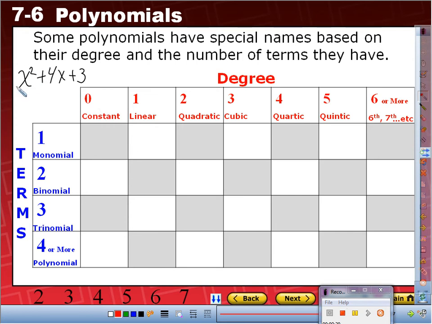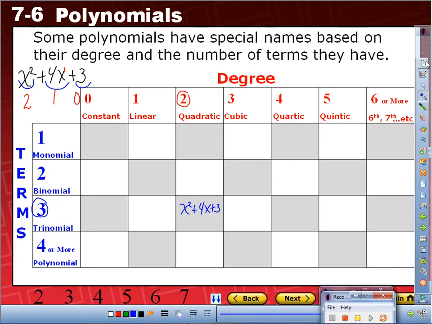So first things first, I'm going to label my degrees. This one is 2 degrees. This one is 1, and this one is, what's the highest degree? 2. So I circle the 2 because I know it's going to go there, or at least you label it so that you know. From there, I look at the number of terms. Let's see, 1, 2, 3 terms. So therefore, this is a trinomial. So let's place it, where does it go? Right here, x squared plus 4x plus 3. So what is the name of this polynomial? It's a quadratic trinomial. Everybody see how that works? Okay, fill that in, please.